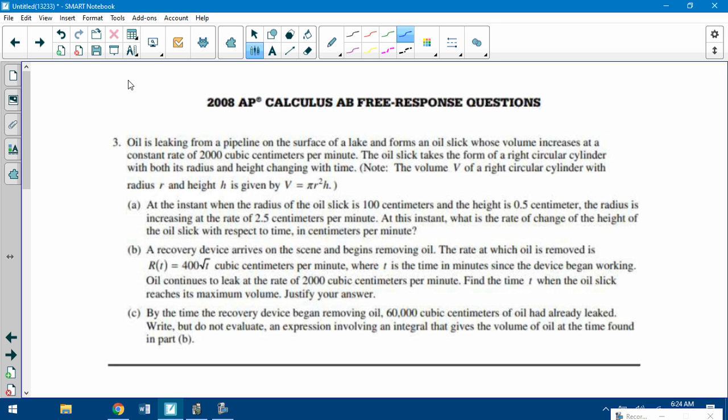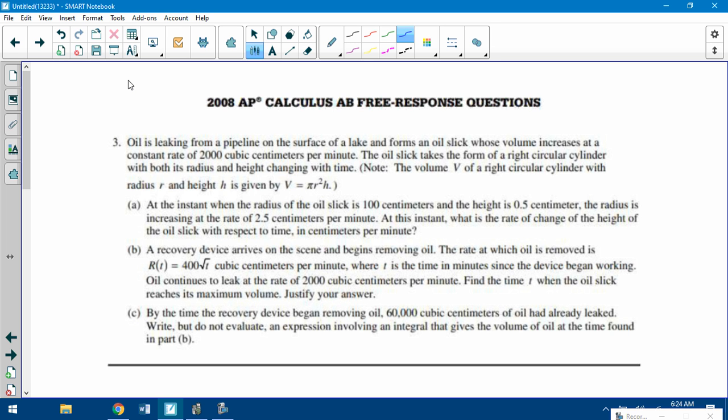Oil is leaking from a pipeline on the surface of a lake and forms an oil slick whose volume increases at a constant rate of 2,000 cubic centimeters per minute. The oil slick takes the form of a right circular cylinder with both its radius and height changing with time. And they give you the volume of a circular cylinder.